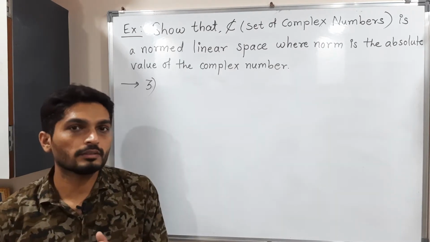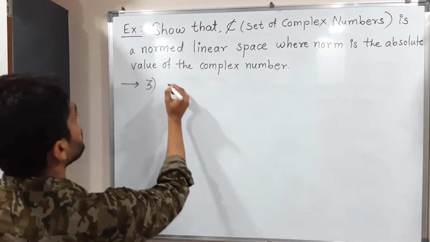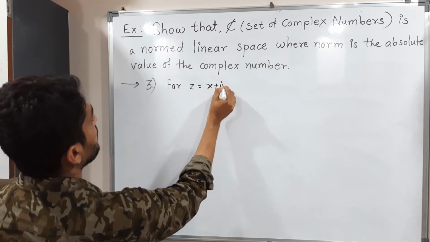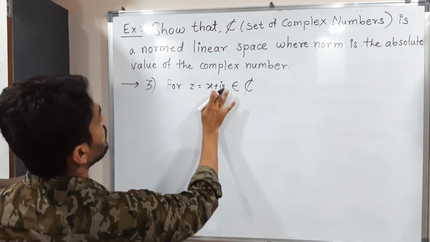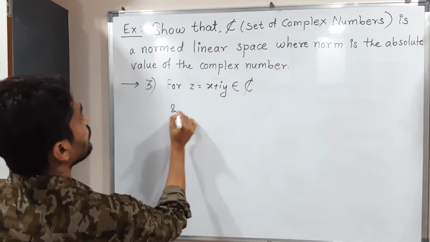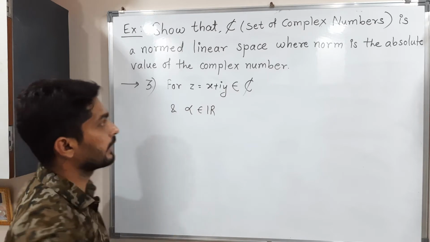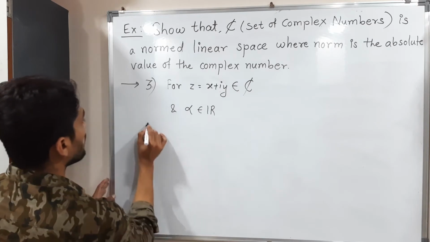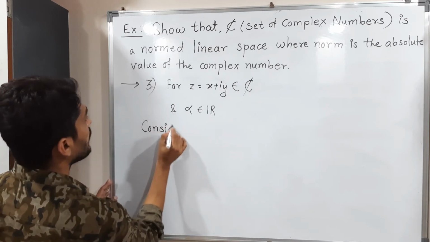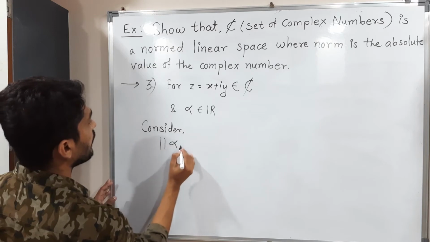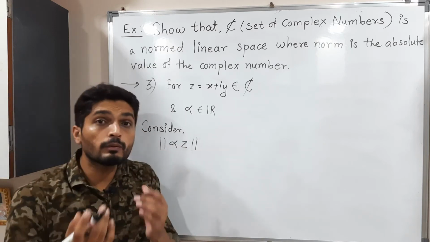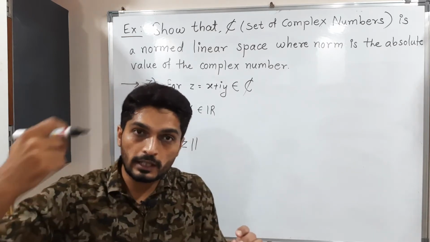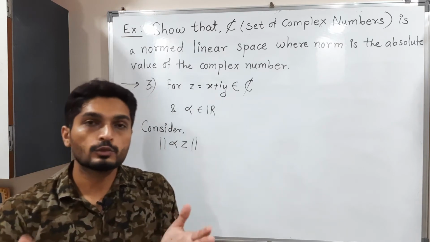Okay, so let us try for the third condition. So what is the third condition? In the third condition we require one z. So I'm taking z, which is obviously x plus iy, a complex number, right? And we take one scalar or real number, I will call it alpha. You remember the third condition: we start with norm alpha z, and finally what we want is that the constant alpha should come outside. But when it comes outside, it should carry a mod. Okay, so let us start to prove.